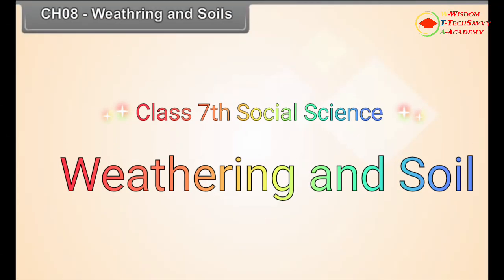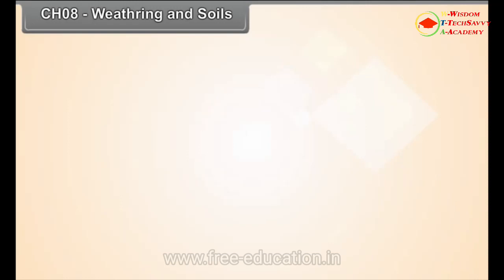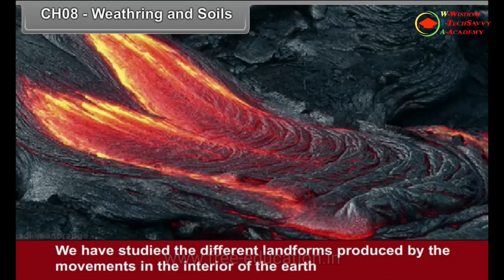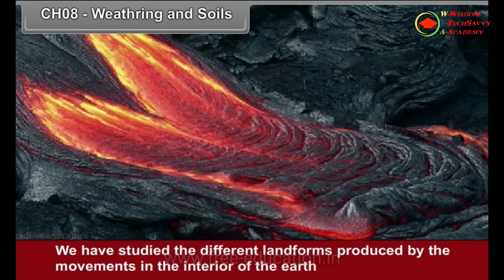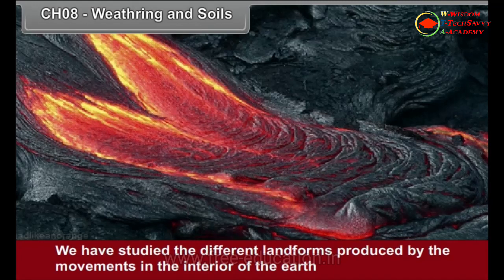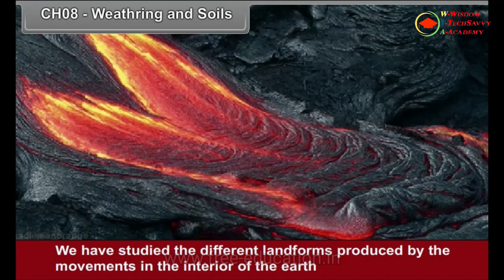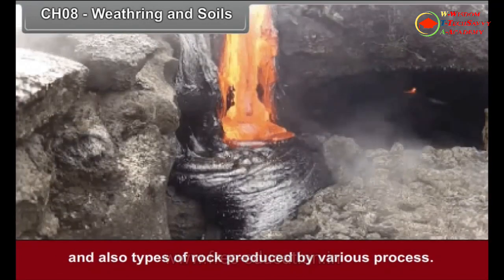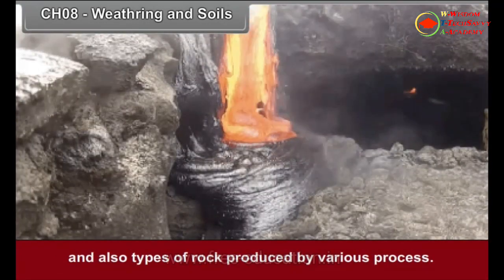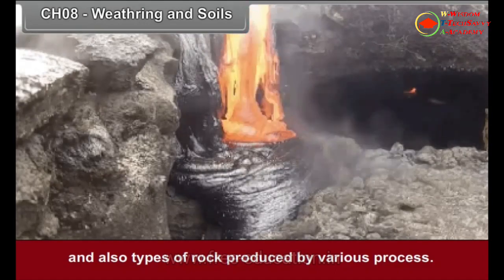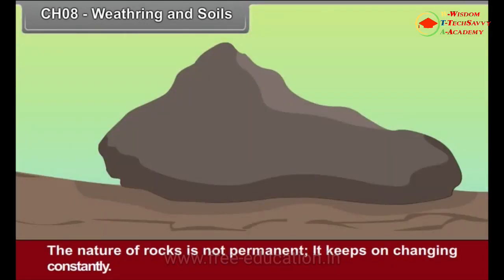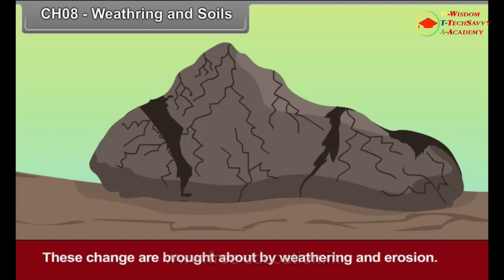Chapter 8, Weathering and Soils. We have studied the different landforms produced by the movements in the interior of the earth and also types of rock produced by various processes. The nature of rocks is not permanent. It keeps on changing constantly. These changes are brought about by weathering and erosion.